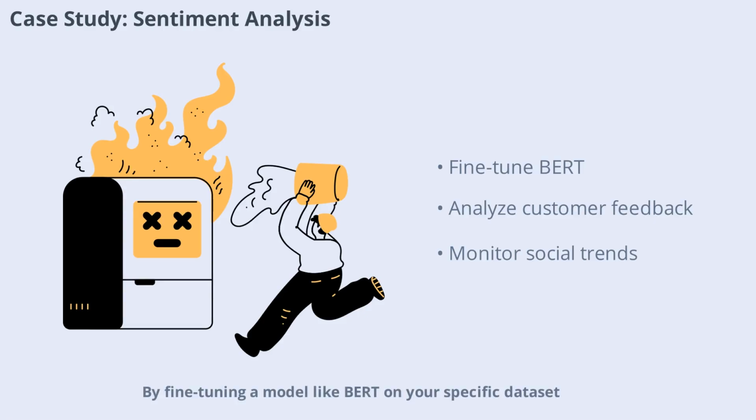For text tasks like sentiment analysis, transfer learning is equally effective. By fine-tuning a model like BERT on your specific dataset, you can quickly build a system that understands positive and negative sentiments. This is especially useful for businesses analyzing customer feedback or monitoring social media trends.